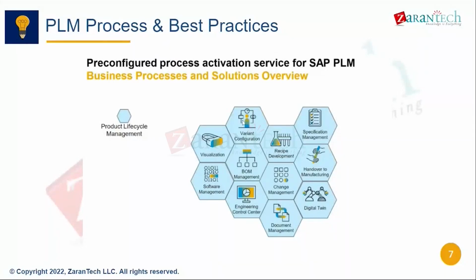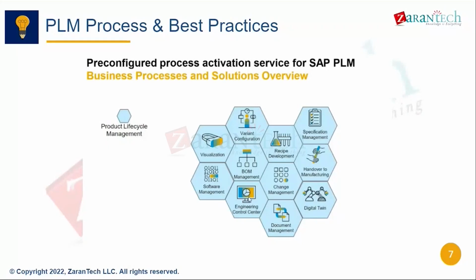Then there is a variant configuration, which is also part of discrete industry. Engineering control center is also part of a discrete industry or manufacturing or automobile industry, where they want to use a platform where a production engineer and product engineer can collaborate better, and they can see what product is being handed over by the product engineer, and the production engineer can still decide what needs to be considered and what needs to be finalized and handed over for manufacturing execution.